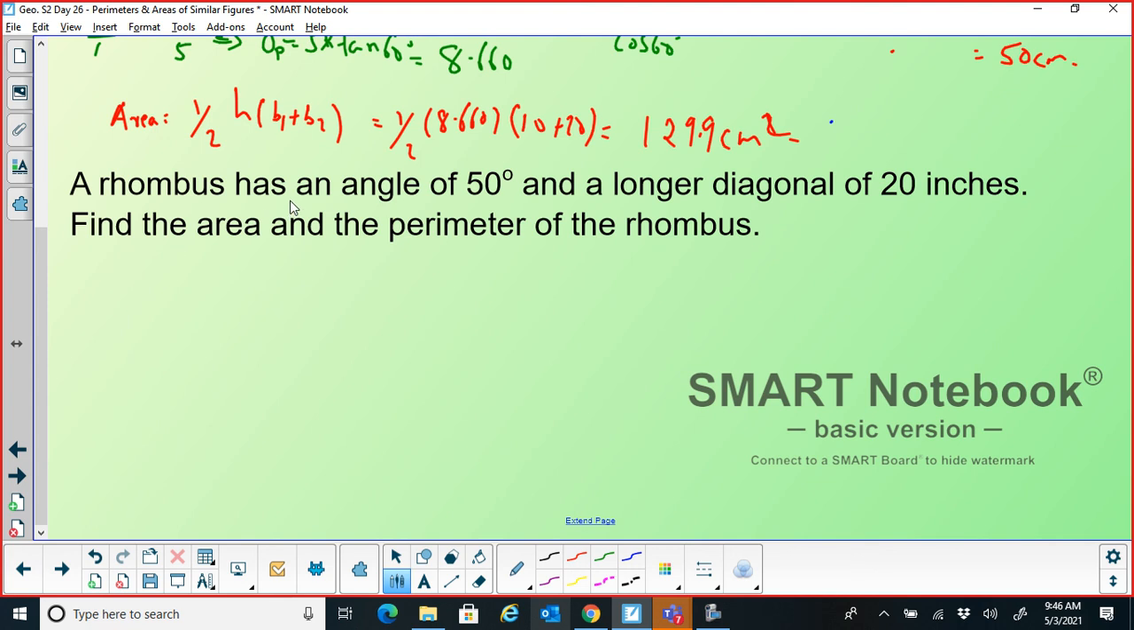Okay, a rhombus has an angle of 50 degrees and a longer diagonal of 20 inches. Find the area and perimeter of the rhombus. All of you try this problem. This will be the last problem, and then we will go over the solution once again.